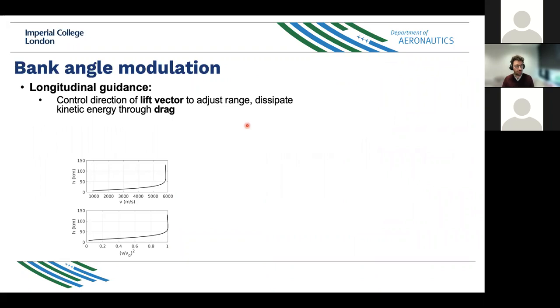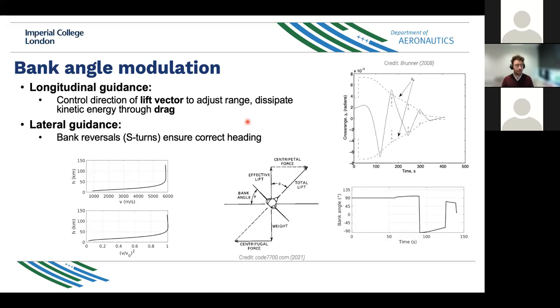The way that this is implemented in onboard guidance algorithms is often by modulating the bank angle of the spacecraft. The bank angle is essentially the angle between our lift vector, which is the aerodynamic force orthogonal to the velocity, so it's the aerodynamic force that kind of brings us up, and the gravity vector. So essentially, we try to control the lift vector to stay in the atmosphere longer while dissipating the kinetic energy thanks to the atmospheric drag.